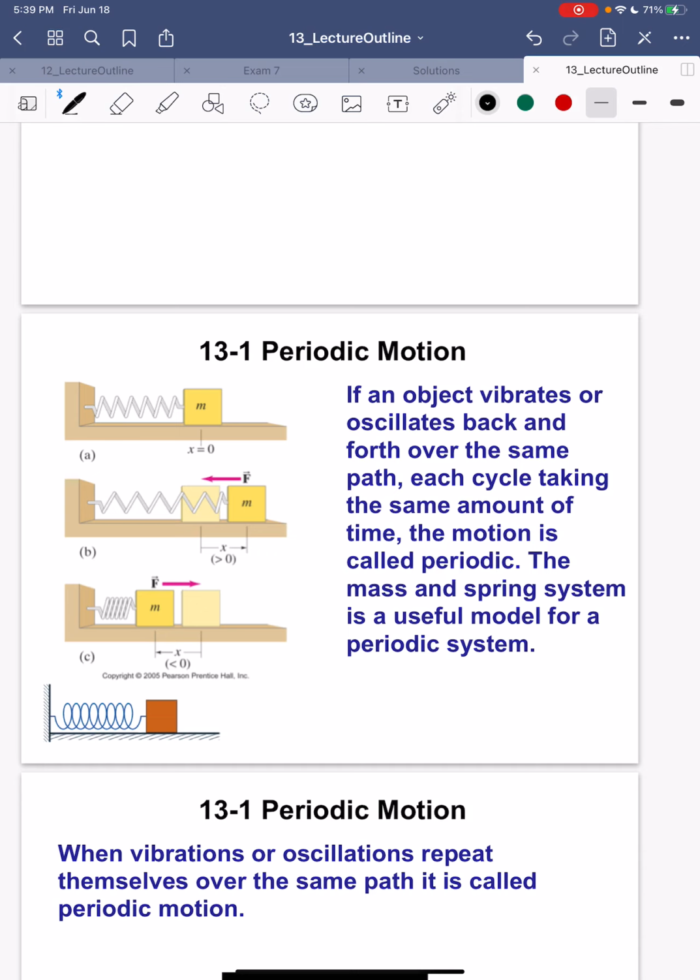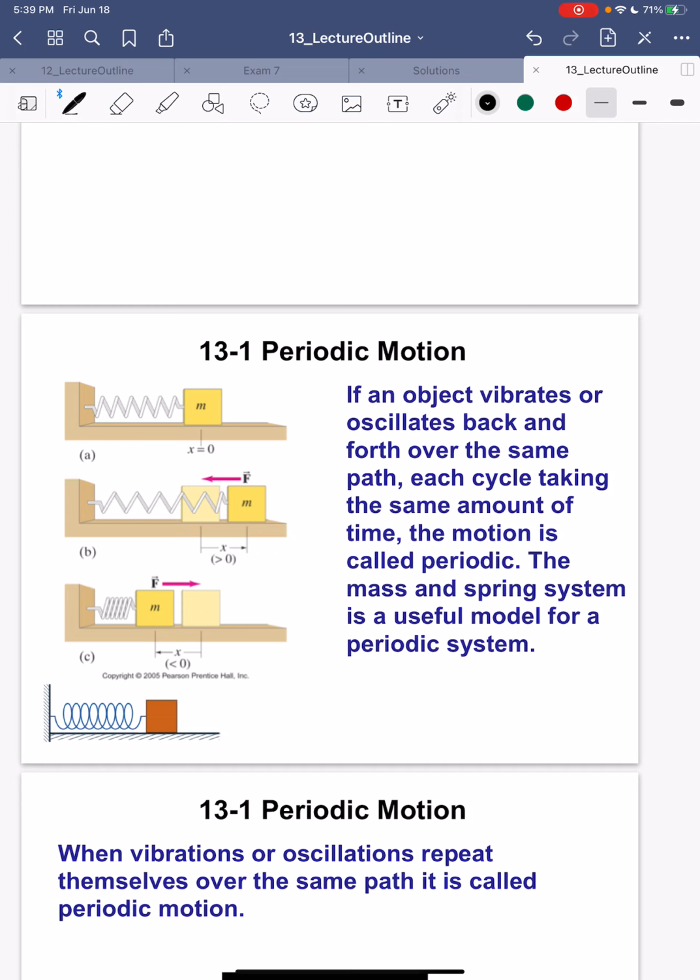Now, here I have what is called a mass spring system, where I have simply a spring and a mass. We are talking here about oscillation back and forth over the same path. We will find that there is a motion that is repeating itself, and that motion is called periodic.